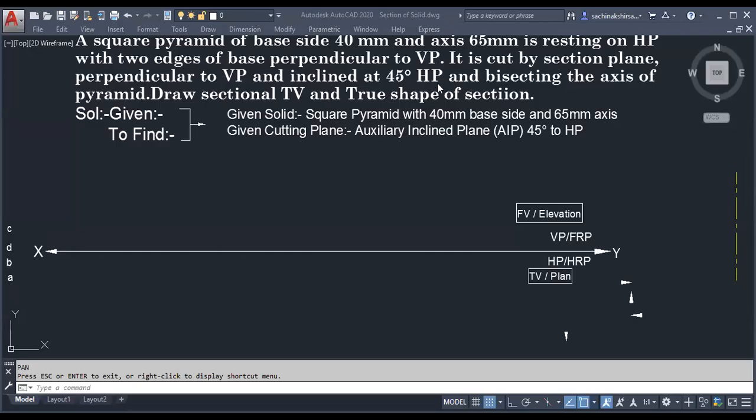So what is given in the problem statement? A square pyramid, whose dimensions we have seen. Regarding solids, we have discussed a square pyramid with base 40 mm and axis given. Now let us go to the cutting plane.